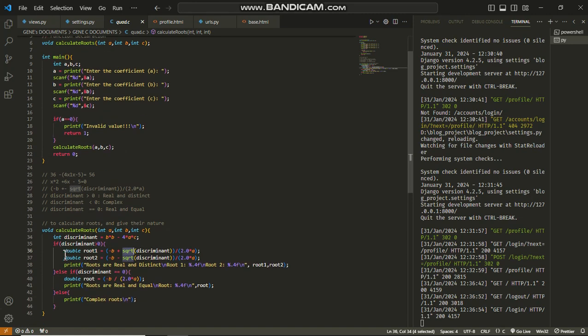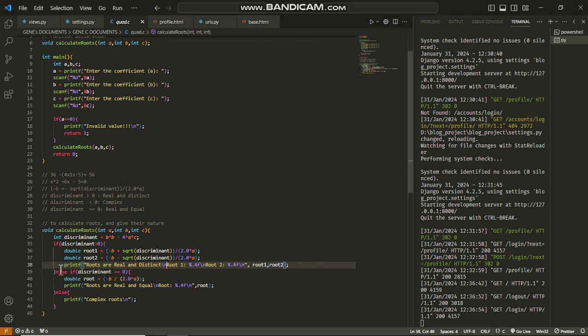So after stating these two, we are going to printf and state that the roots are real and distinct, and then we shall state root 1 with 4 decimal places, and root 2 with the same number of decimal places.